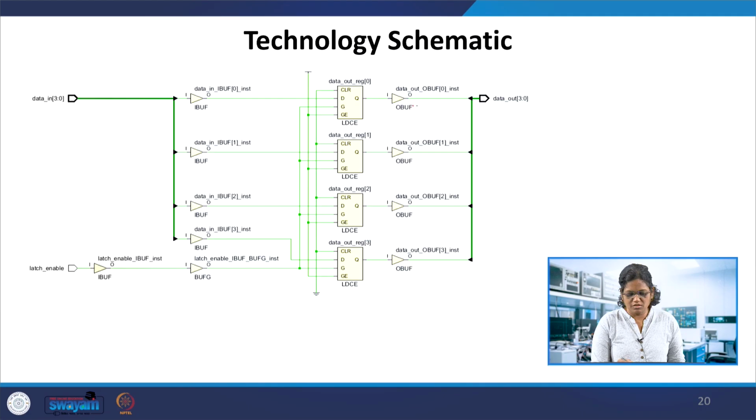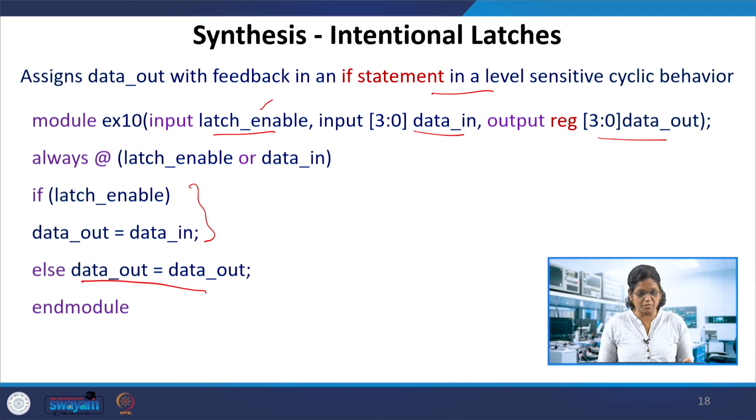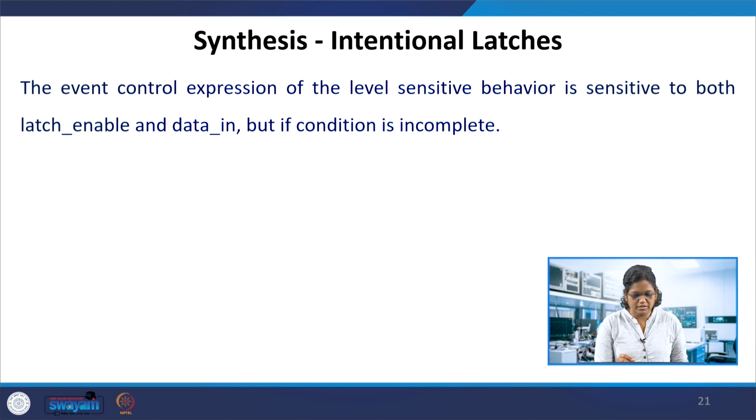For the condition, data out is going to be data out, so it is going to be a feedback inside the if statement. Yes, the else condition is specified, so it should not infer one, but there is a feedback in this. And the other example of intentional latches, you see the event control expression of level sensitive behavior is sensitive to both latch enable and data in, but the if condition is incomplete.